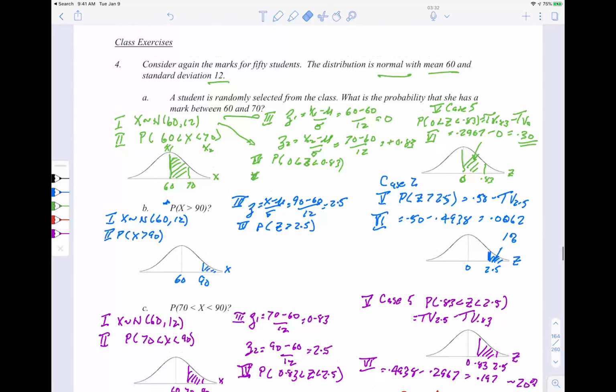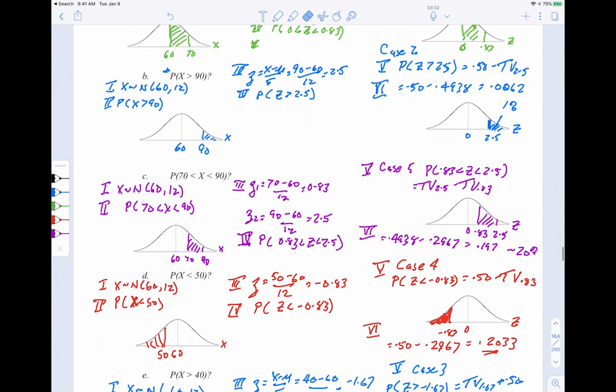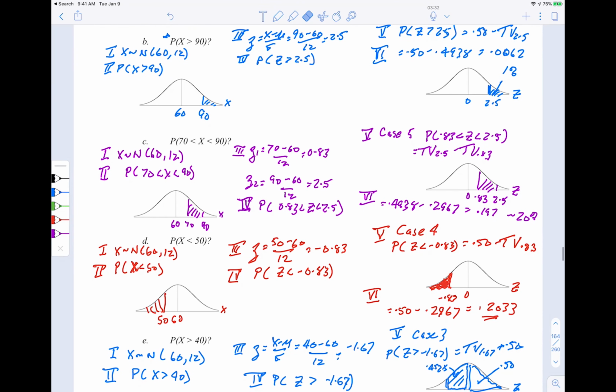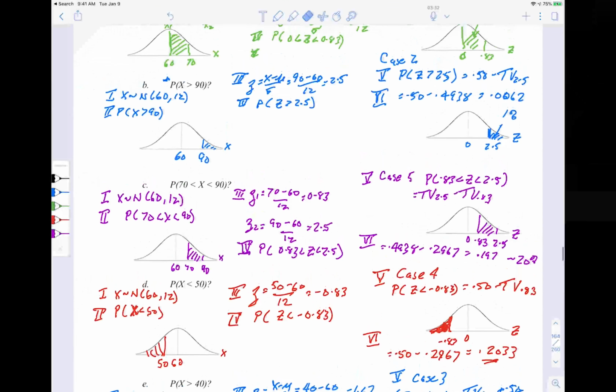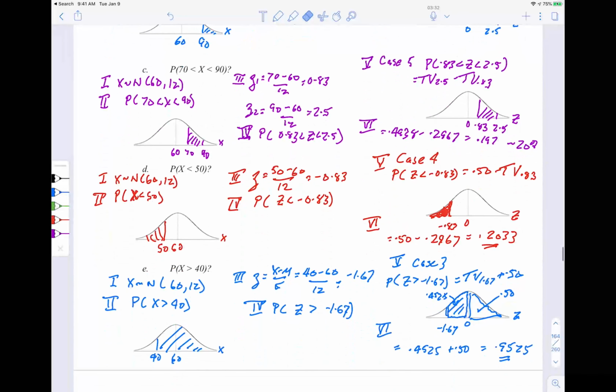I'm going to show you how to use Excel functions to do some of these problems. We're going to look at D first, and then we'll work backwards up to C and B. That basically covers every kind of problem that we need to look at in these couple of pages. So let's take a look at D.